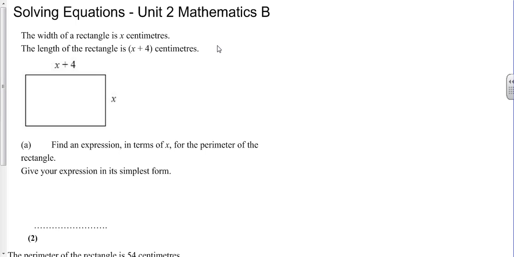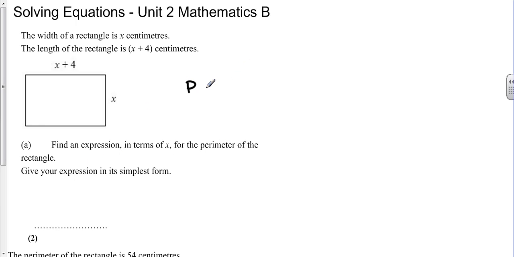In this question, we need to apply our algebra skills to a bit more of a problem rather than just being asked a straight solving equations or simplifying question. It talks about this rectangle which has a length of x plus 4 and a width of x. Find an expression in terms of x for the perimeter of the rectangle.